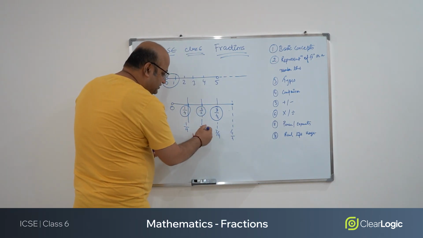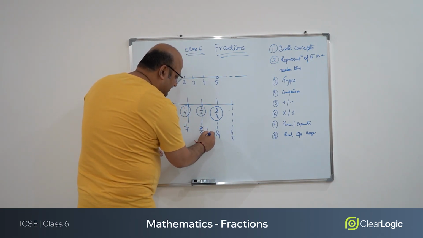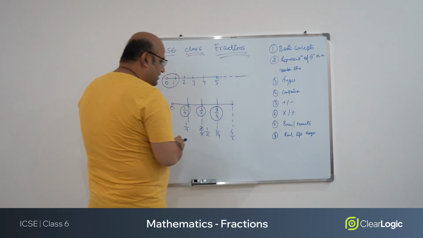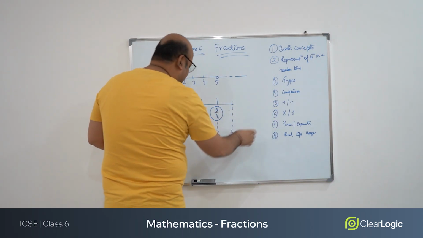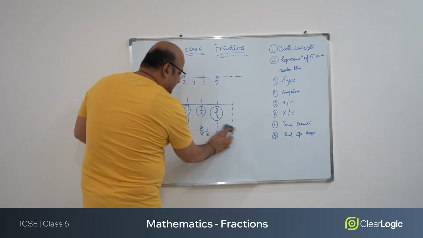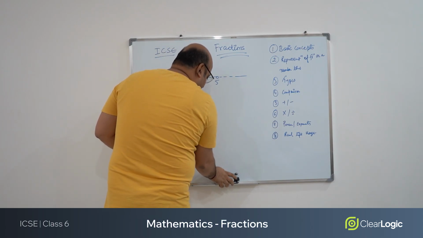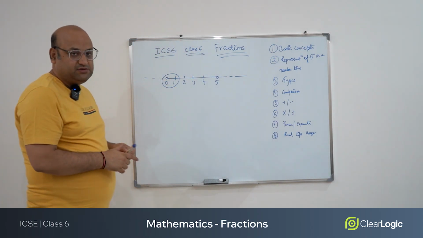2 by 4, obviously, if we simplify this, will become 1 by 2. We'll see it later when we have different calculations on fractions. So this is how you take it, right? This is how you draw fractions between certain numbers.